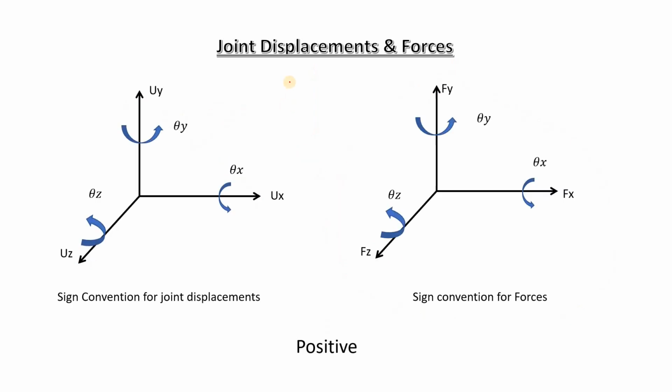Moving on, let's look at joint displacements and forces. So, sign convention for joint displacements. You can see if the y displacement is upwards in this direction, then we're going to consider that positive, and the deflection in this direction is positive x, and deflection in this direction is positive z.